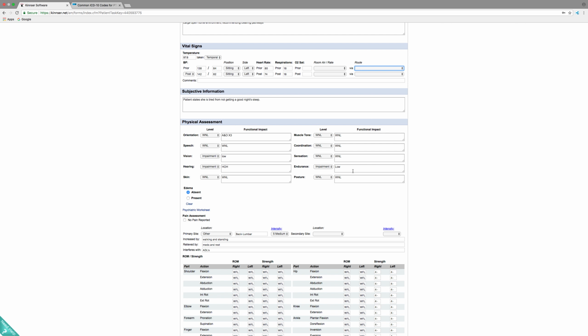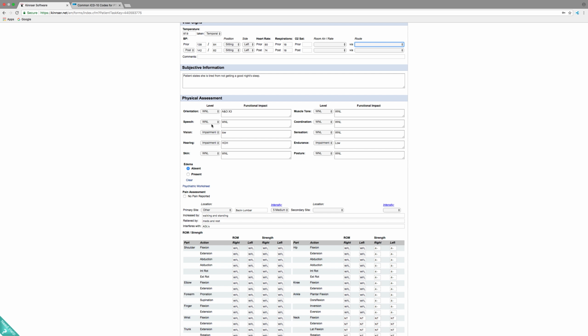Physical assessment. This all needs to be documented. It needs to be accurate. If the patient's speech is within normal limits or normal, then it needs to be documented that.